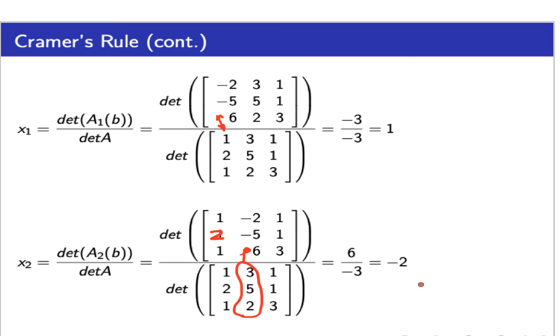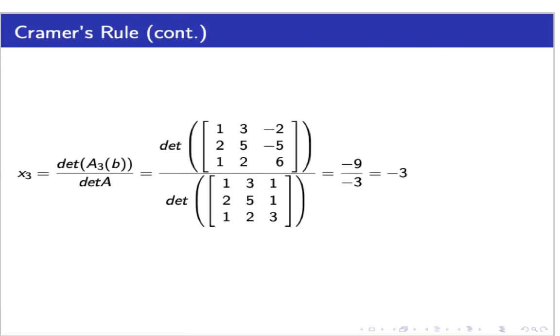Okay, the last one, guys, now. We are going to be looking at x3. So x3 is determinant A3(b) over determinant of A. Now, look at this one. This is the last column, 1, 1, 3, of the original coefficient matrix. Now, we're going to replace this by the constant vector, -2, -5, 6. And we find the determinant of this new matrix, which comes out to be -9. And the answer is +3, guys.